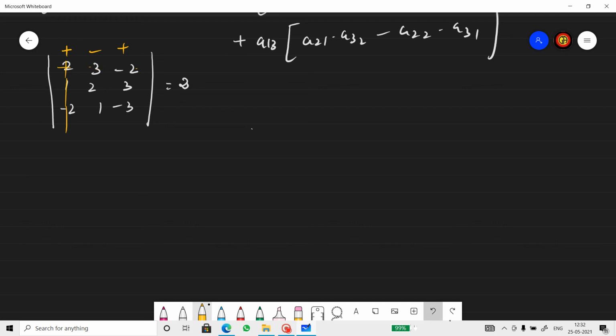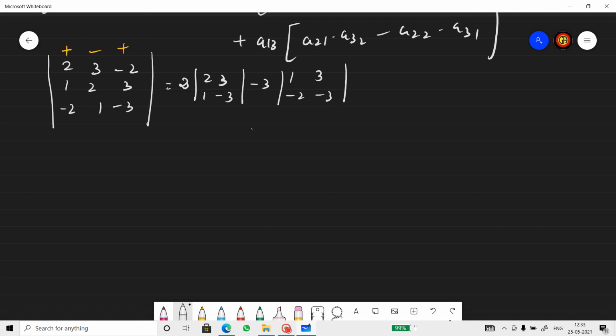Better I'll clear it, otherwise I'll miss some numbers. So what remains is 2, 3, 1 and minus 3. Now the next element, which is minus 3. Delete the row and column in which 3 is present, this way and this way, isn't it? So let's clear that. So what remains? 1, 3, minus 2, minus 3.